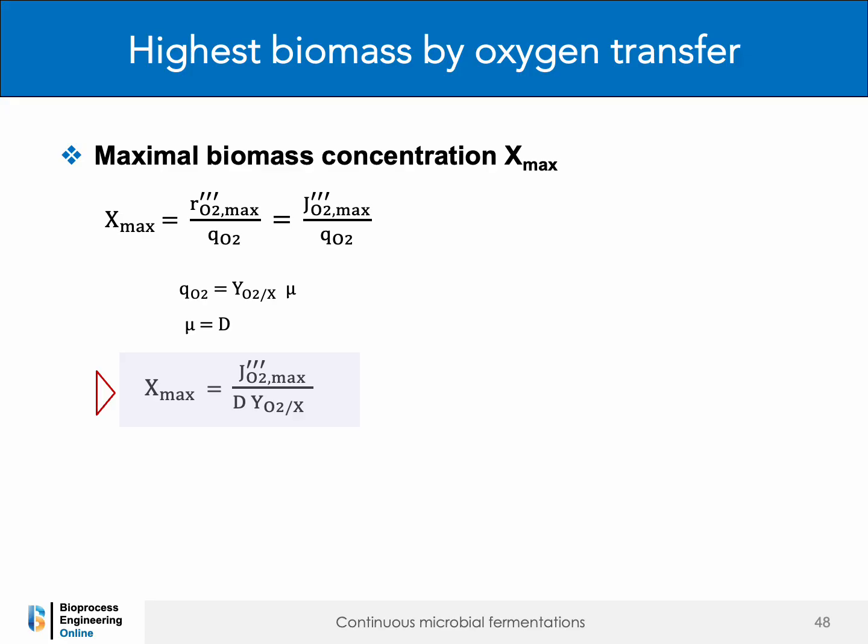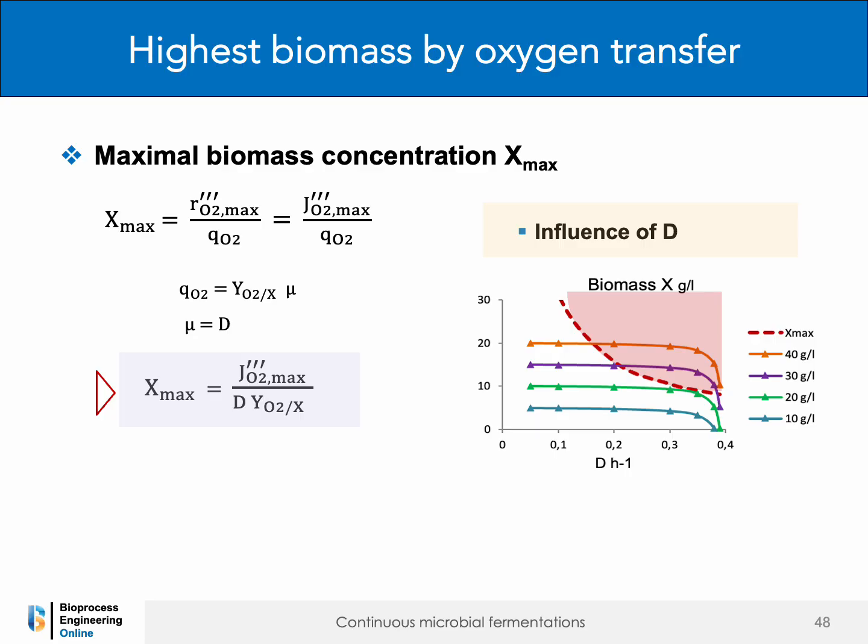This expression shows that the maximum biomass concentration increases as the dilution rate decreases, since lower dilution rates correspond to lower specific growth rates and consequently lower specific oxygen consumption rates. Compared with batch fermentation, continuous cultures therefore offer the possibility of achieving higher biomass concentrations by operating at reduced specific growth rates.